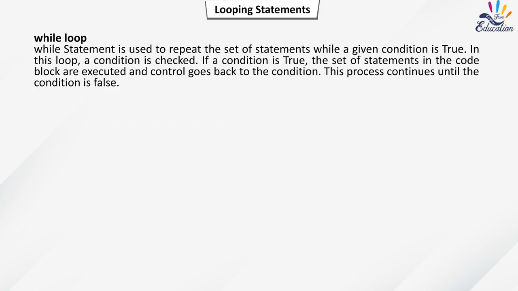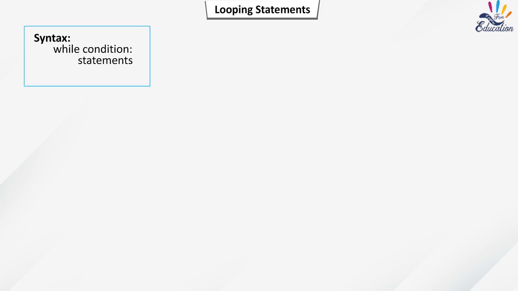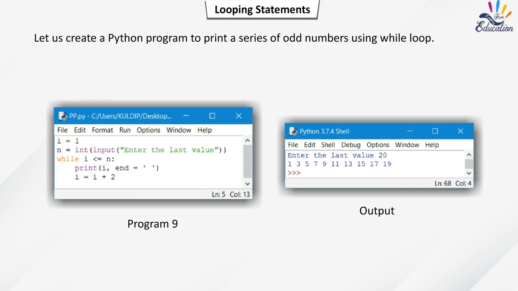While loop. While statement is used to repeat the set of statements while a given condition is true. In this loop, a condition is checked. If a condition is true, the set of statements in the code block are executed and control goes back to the condition. This process continues until the condition is false. Syntax: while condition, statements. Let us create a Python program to print a series of odd numbers using while loop.